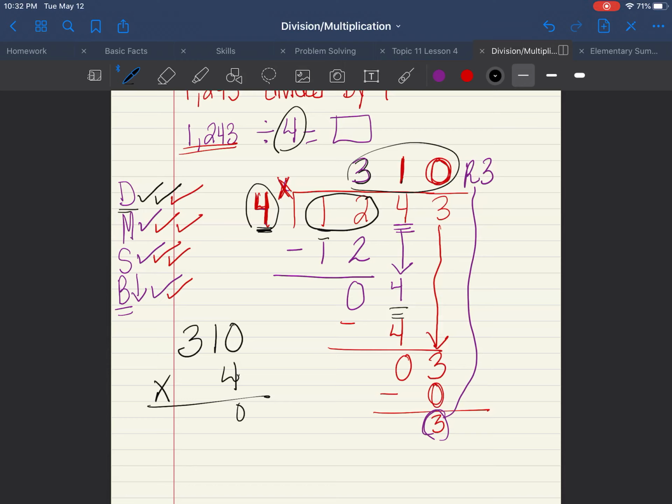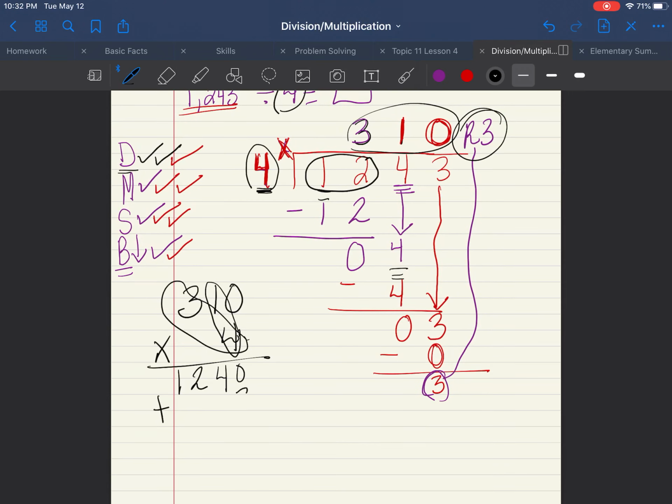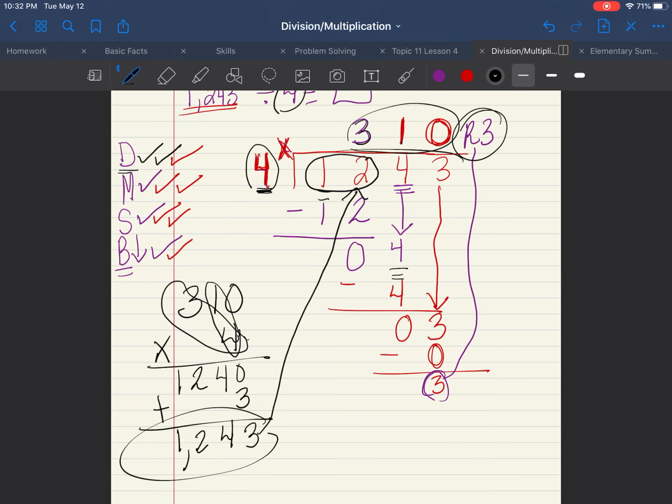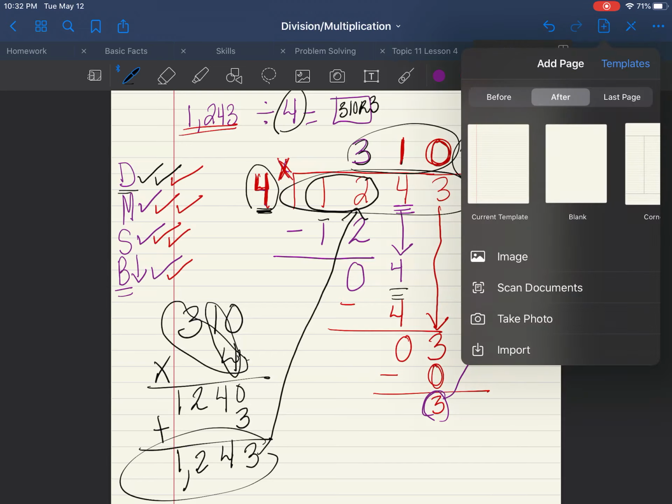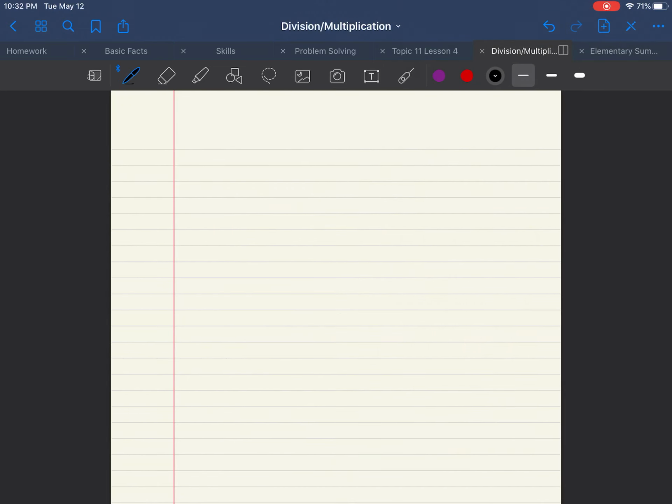So let's check our work. To check our work, we're going to take 310 and we're going to multiply by 4. 4 times 0 is 0. 4 times 1 is 4. And 4 times 3 is 12. We did have a remainder 3. So I'm going to add the 3. 3 plus 0 is 3. 4 plus nothing is 4. 2 plus nothing is 2. And 1 plus nothing is 1. Did we have the same dividend? Yes, we did. So that means my answer is 310, remainder 3.